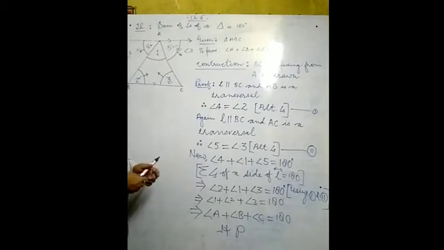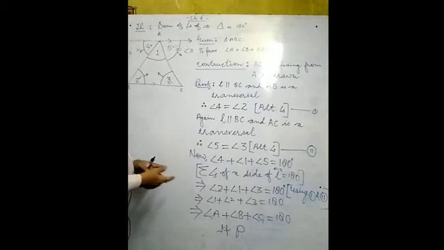and this one is required. What meaning is there? The sum of all those angles inside a triangle is always equal to 180 degrees, and this one is required. At last, we will conclude by writing hence proved. In this way, this theorem is verified.